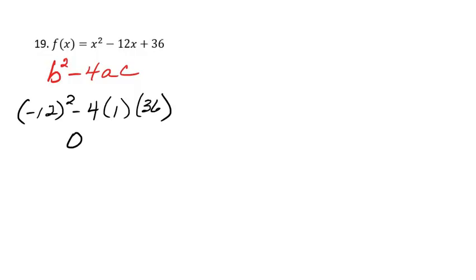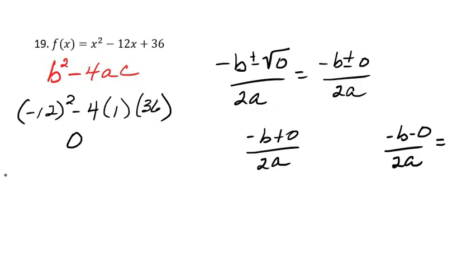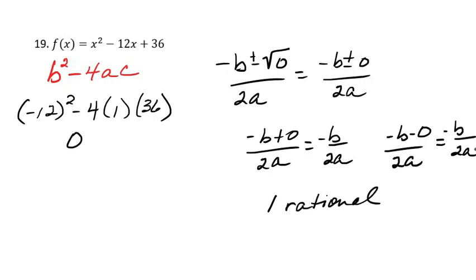In this example, my discriminant is 0. So when I'm looking at the quadratic formula, I've got the square root of 0, which is 0. And it doesn't matter whether I add 0 or I subtract the 0. Either way, this is going to simplify to negative b over 2a. So I really only have one real solution or one rational solution. And since that rational solution is real, I'm going to have one x-intercept.